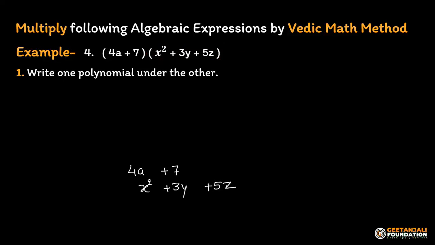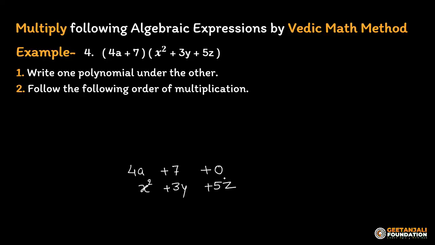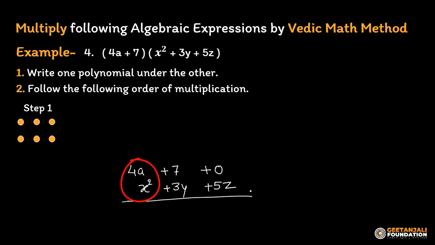You can see in the second polynomial there are 3 terms, whereas in the first polynomial there are only 2 terms. I can always add 0 to make 3 terms in this polynomial as well. Now in the second step, we have to follow the following order. First step, we will take the leftmost column and multiply these terms.